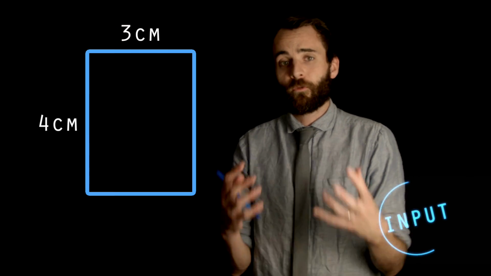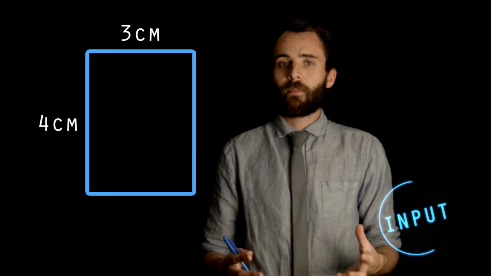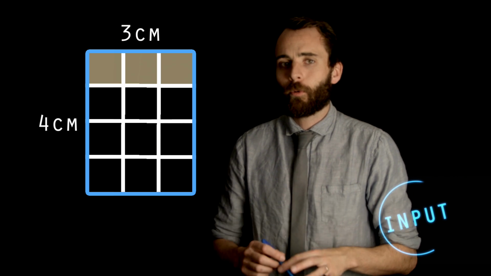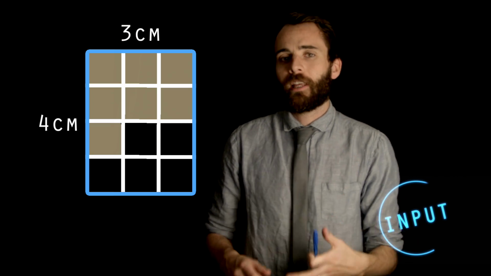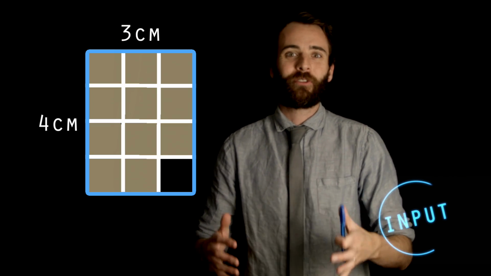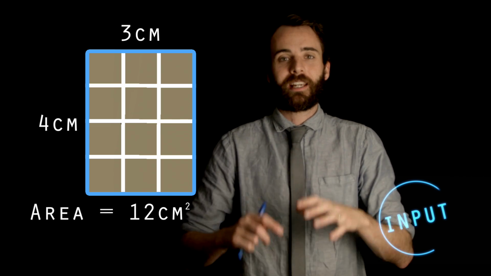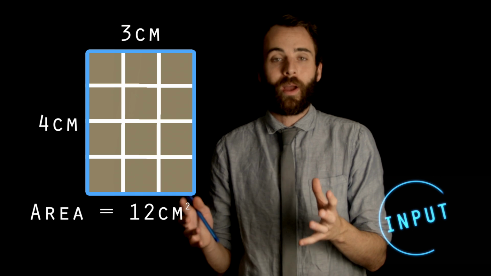This rectangle is 4 centimeters tall and 3 centimeters wide. So again, we'll split it up and we see there are 1, 2, 3, 4, 5, 6, 7, 8, 9, 10, 11, 12 square centimeters inside that rectangle. It's a 12 centimeter squared area.